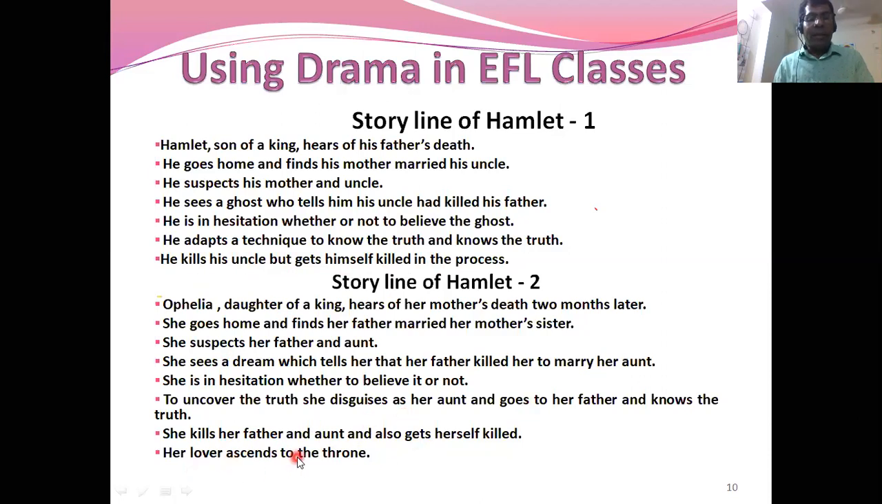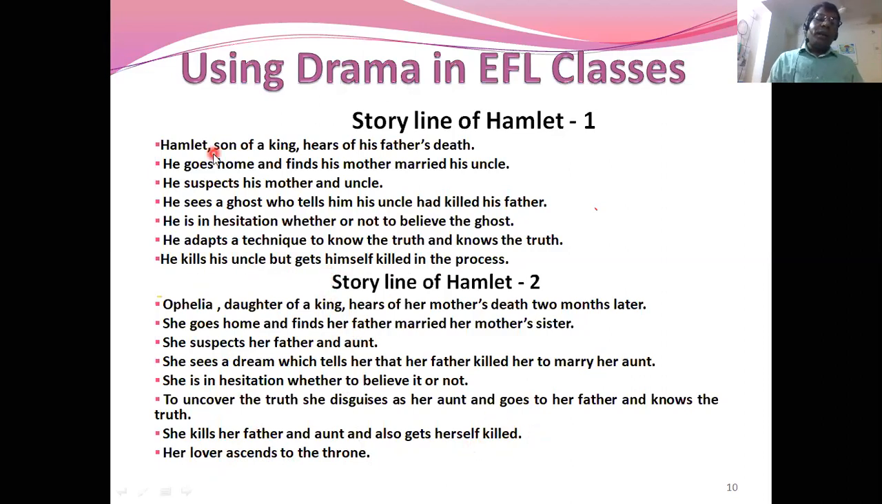Her lover ascends to the throne. অথবা আপনি গল্পটা অন্যরকম করে ফেলতে পারেন শেষের দিকে, she kills her father and aunt, but she is not dying. Okay, she is succeeding to the throne of the country. সে রাজকুমারী হয়ে গেল, that means রানী হয়ে গেল, শাসক হয়ে গেল. She is now becoming the queen of the country, the ruler of the country. So it ended here, you are making it end thus.